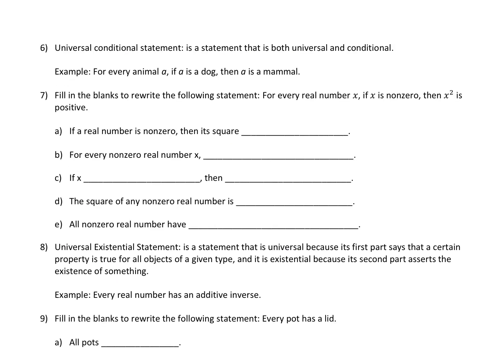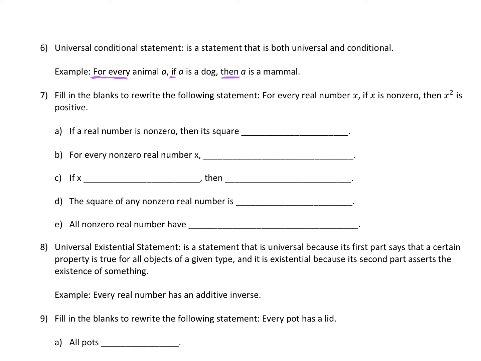Now we can start to combine these 3 different special kinds of statements. Okay, we can have a universal conditional. That is a statement that is both universal and conditional. So for example, for every animal A, so we've got the universal right there, if A is a dog, then A is a mammal. So it has a universal for every and an if-then, which makes it conditional.